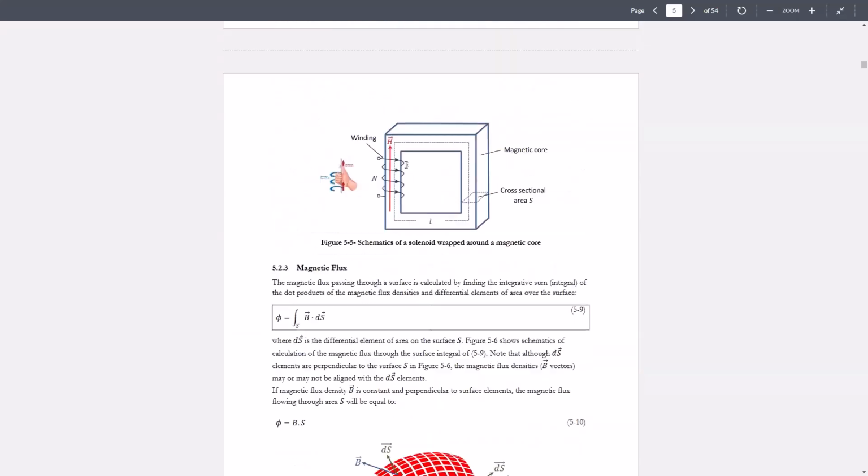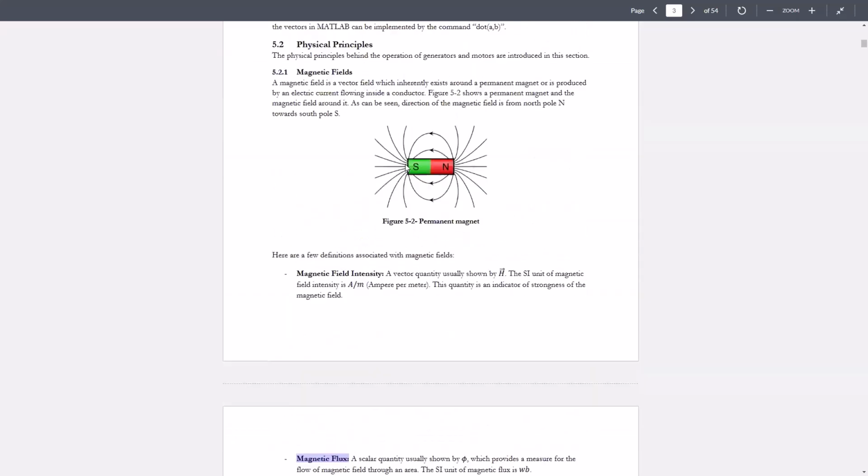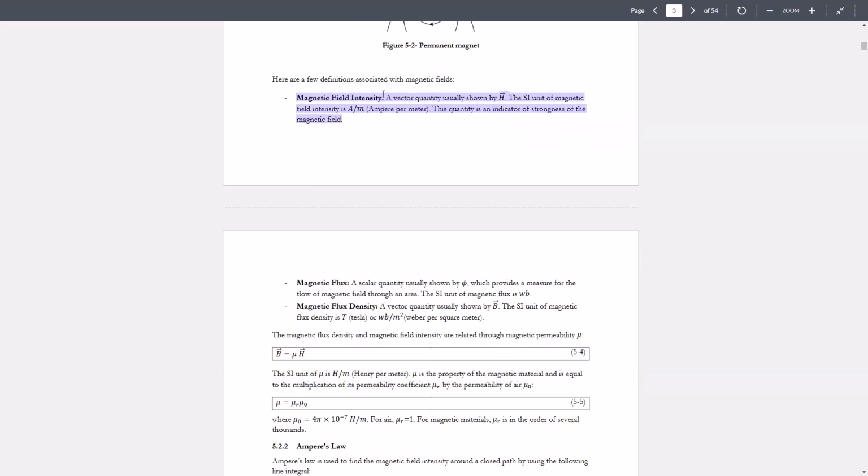That makes sense. So then, magnetic field intensity and magnetic flux: magnetic flux is a scalar, while magnetic field intensity is a vector.